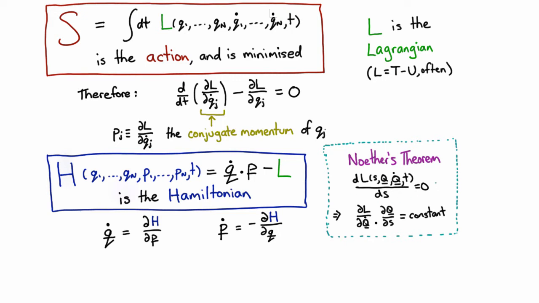If you have a symmetry of your problem, where you make a continuous family of transformations that do not change your Lagrangian, then you have a conserved quantity. Now, we introduced Noether's theorem last time, but let's do a couple of examples so we're sure how that works.